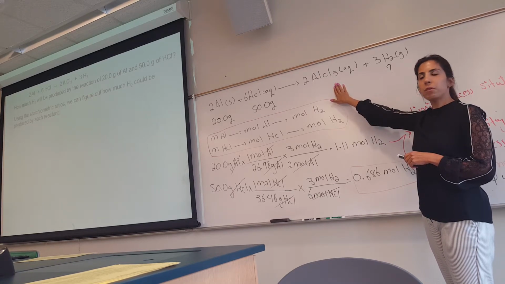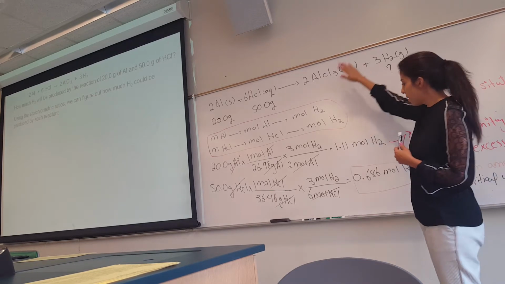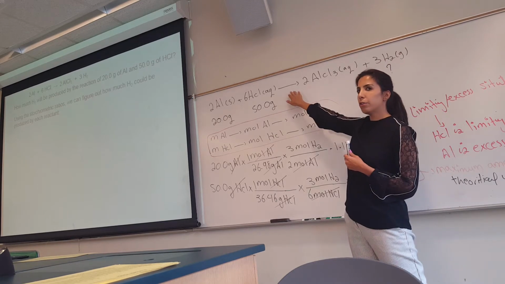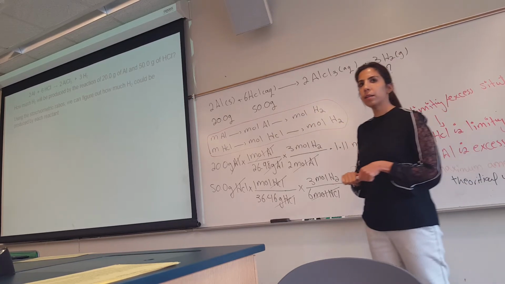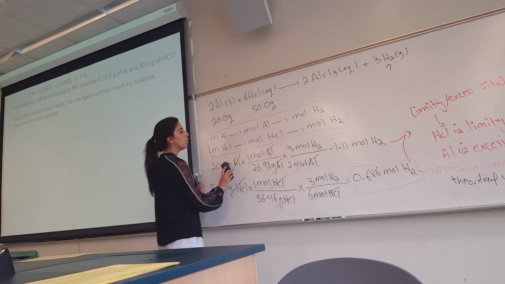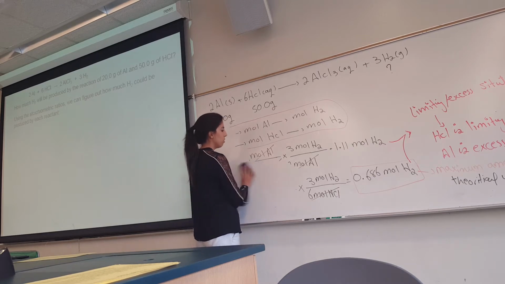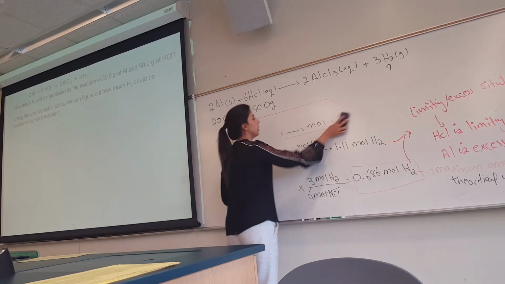So why don't you guys do that? You have 50 grams of hydrochloric acid, and hydrochloric acid is your limiting reactant. Find out how much aluminum chloride would be produced. In moles or in grams? Let's do moles, since we're doing everything in moles for now.